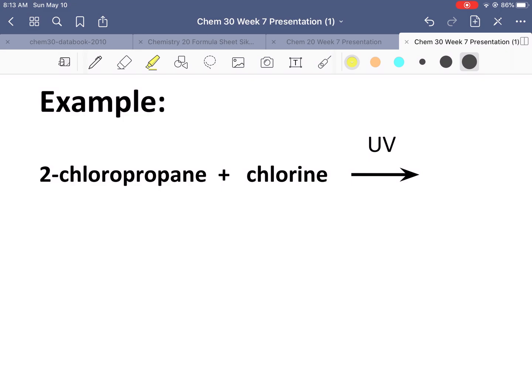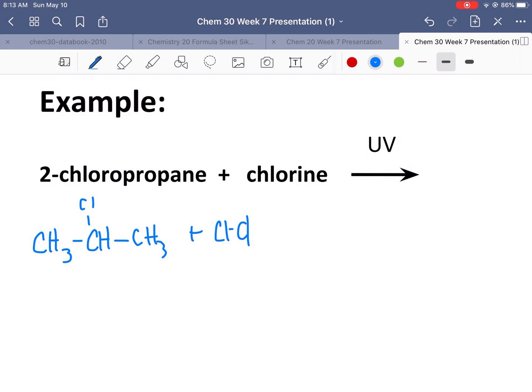This one is already an alkyl halide. Oh, that's weird. But why not? Why couldn't there be a halogen on there already? So let's start by drawing it. 2-chloropropane. So once again, we have a 3-carbon chain, but there is already a chlorine present on the second carbon. No problem. It's being added to a halogen, chlorine, which means UV light is certainly helpful to get this reaction going. Now, how is this going to look?